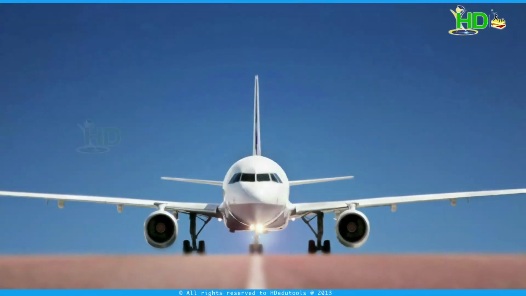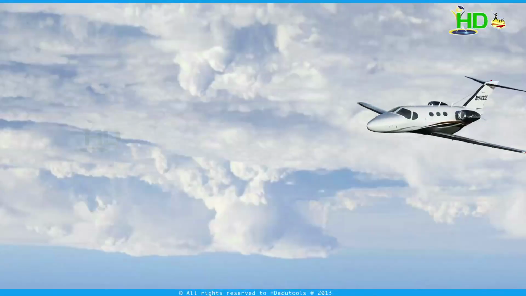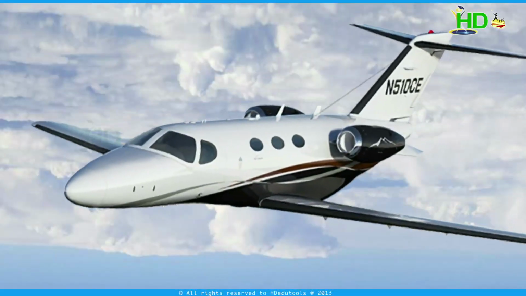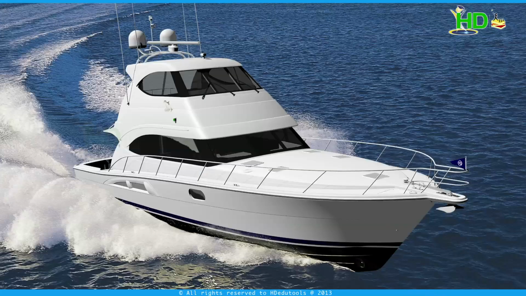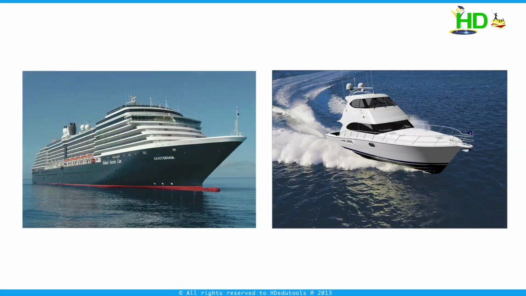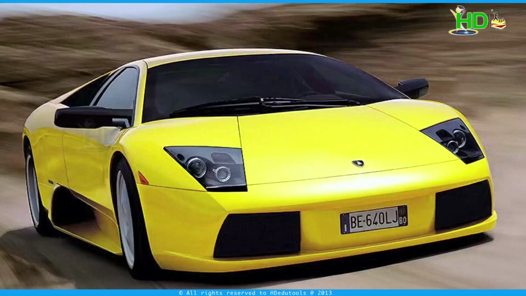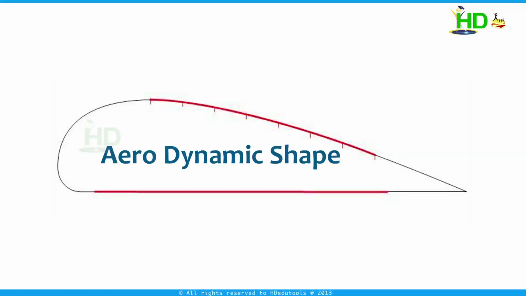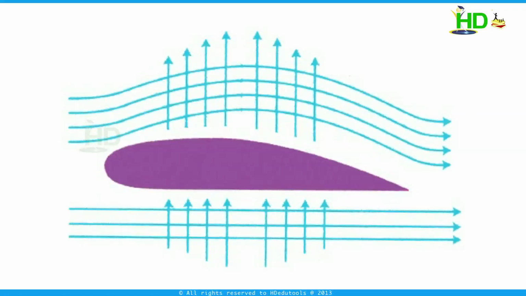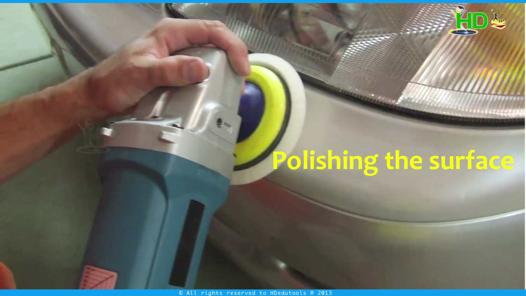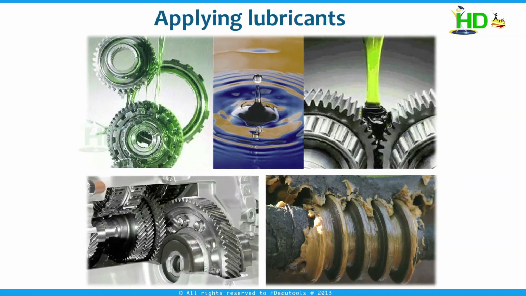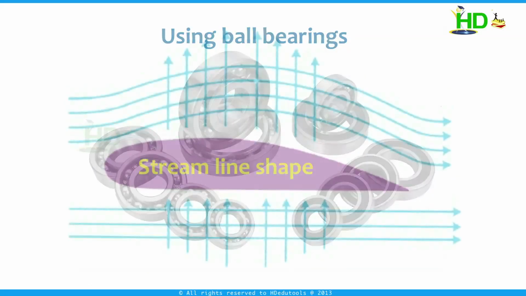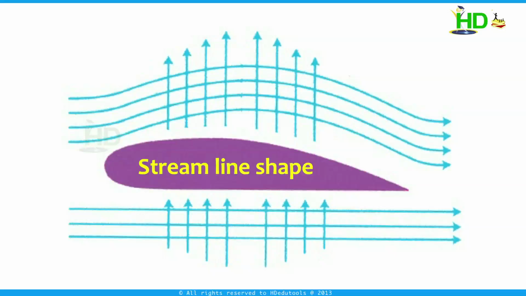For example, take the shape of an aeroplane. The design of an aeroplane is such that it reduces the frictional force due to air. And the shape of ships and boats also reduces the resistance force due to water. Sports cars and rockets all have aerodynamic shape. And these are the methods to reduce friction. That means friction can be reduced by polishing the surface, by applying lubricants, by using ball bearings and by using streamlined shape. Now how can you increase friction?